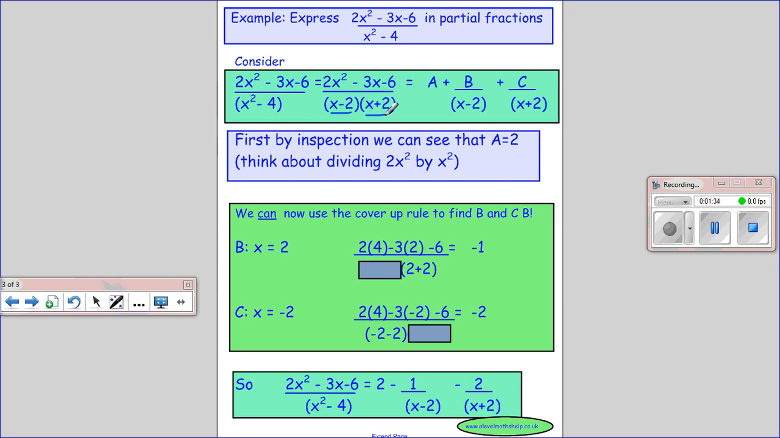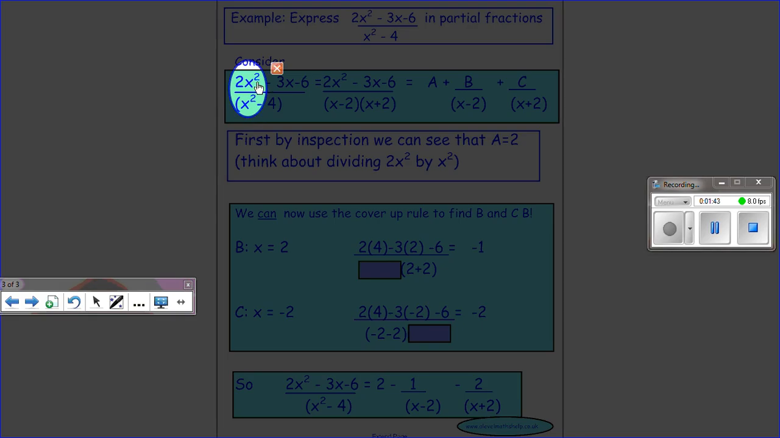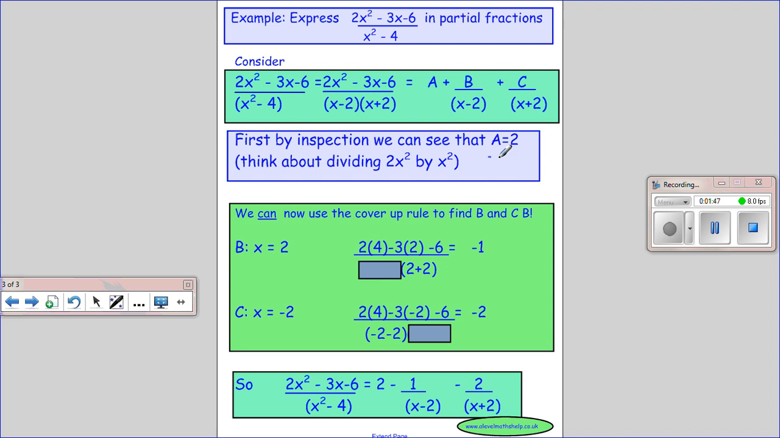Now, our a is very easy actually to find in this case. We just consider dividing our top by the bottom, and we only need to consider the x squared term. And hopefully you see if you divide 2x squared by x squared, you'd get 2. So just by inspection, we can see that a must be 2. And then b and c can be found using the cover-up rule.